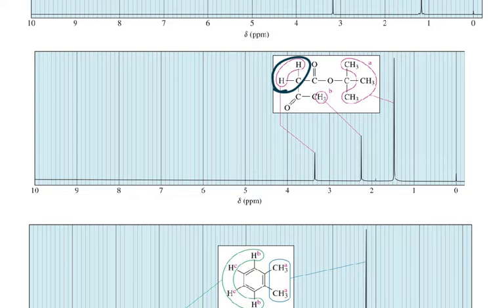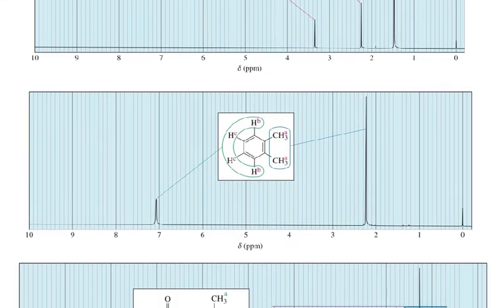These are between two ketones, so those are going to be the most deshielded compared to the one that's next to one ketone. And then these guys are farther away from all the oxygens, and so they're going to be the least deshielded.